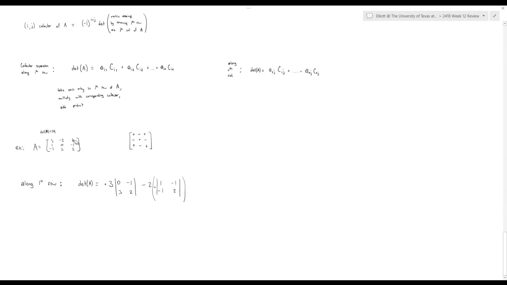And then next I'm going to go to the last entry in the first row, which is a 1. And now I'm going to cross out the row and the column containing that entry, okay? And that leaves you with this 2 by 2 matrix.